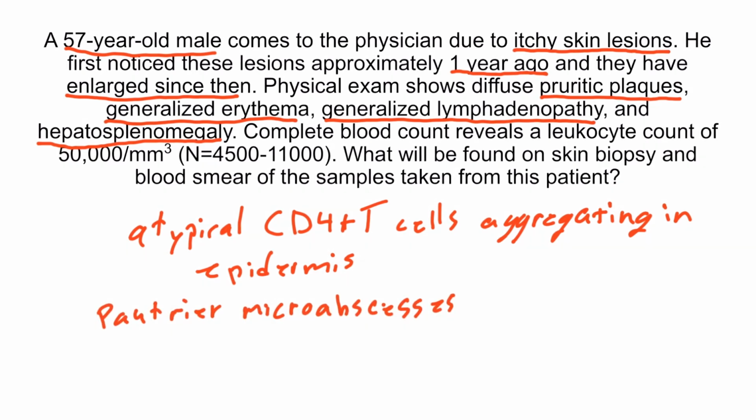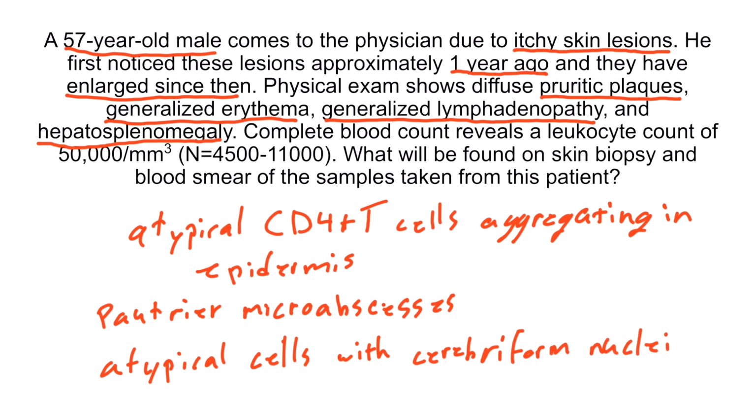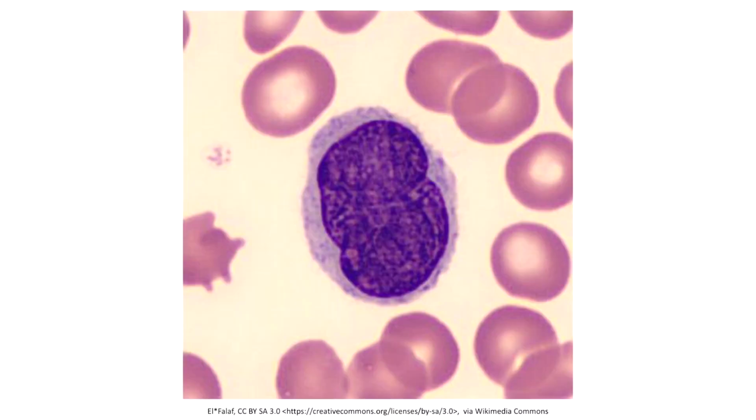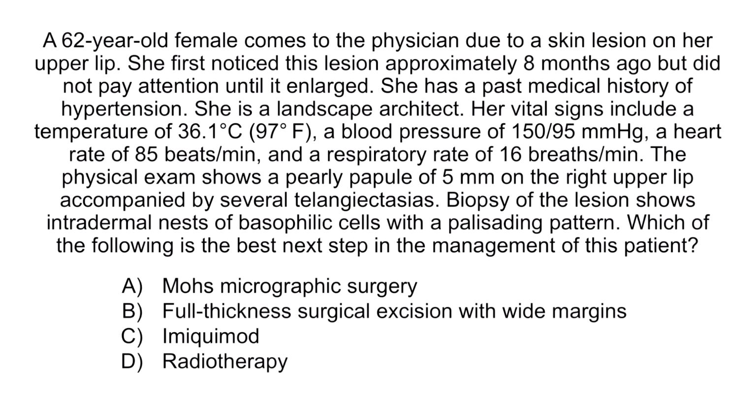Now, since this patient also has signs of disseminated disease, like generalized lymphadenopathy, hepatosplenomegaly, and leukocytosis, his blood smear will also show these atypical CD4 positive T cells. And they will have those cerebriform or cloverleaf nuclei. You can call those Sézary cells. And here's a picture of an atypical leukocyte, also known as a Sézary cell. And you can see this on a peripheral blood smear. And notice that this cell has a cerebriform nucleus, and it's actually larger than the surrounding erythrocytes.